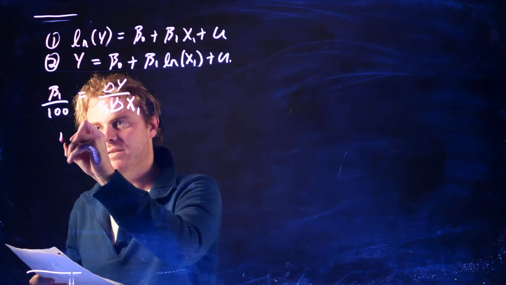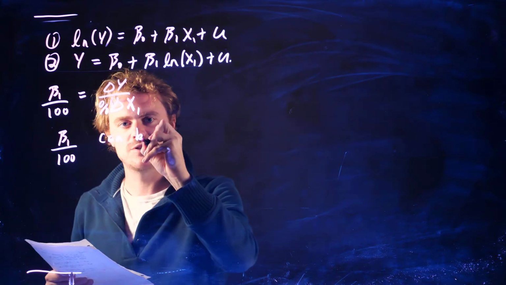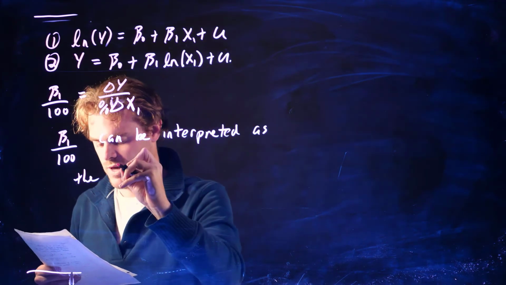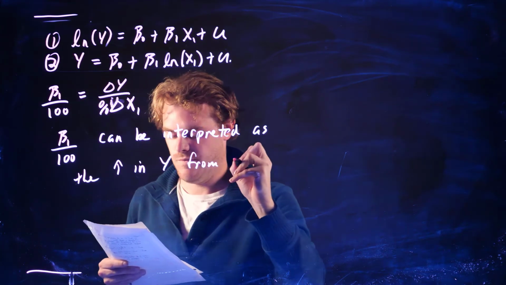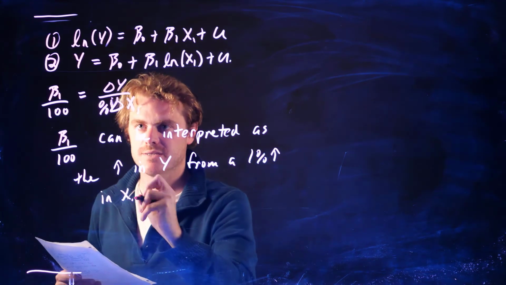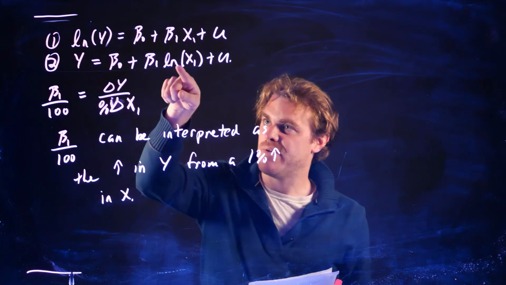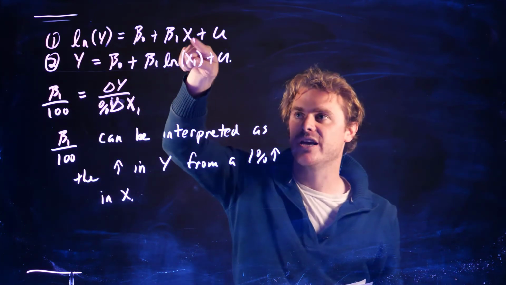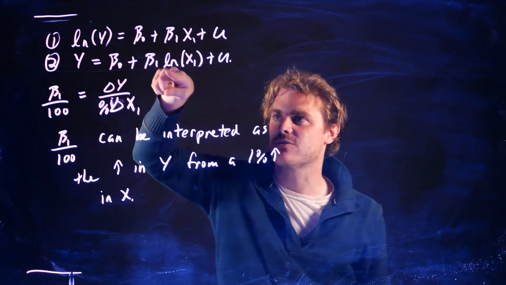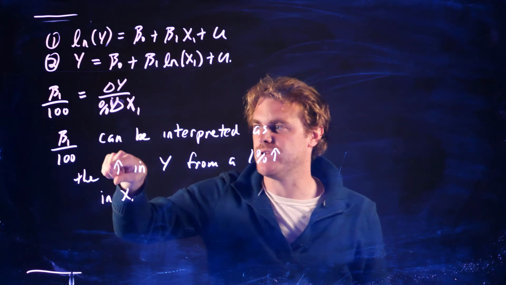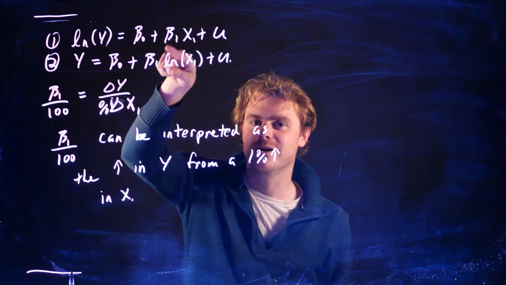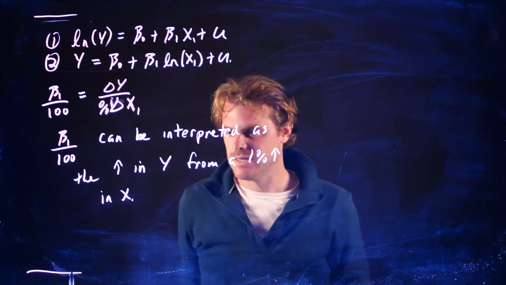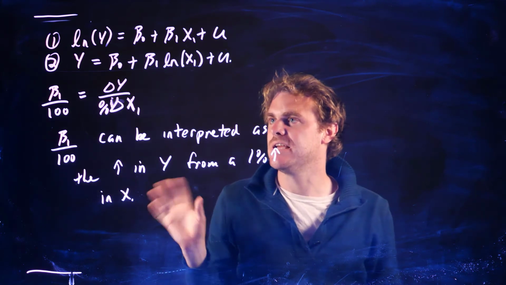And so the interpretation of this would be that beta 1 over 100 can be interpreted as the increase in y from a 1% increase in x. So now that we have the log on the x1, beta 1 divided by 100 is the change in y from a percentage change in x. So notice that percentage change is around whatever's on the log here. Then you just have to remember to divide beta 1 by 100 if the log is on the independent variable, and multiply beta 1 by 100 if it's on the dependent variable.